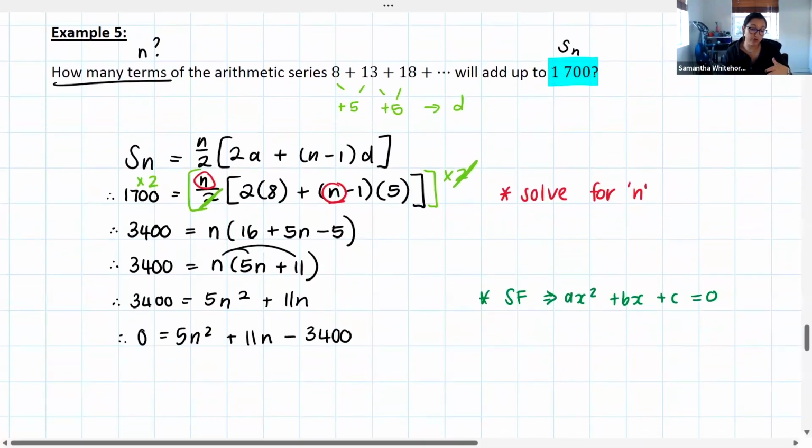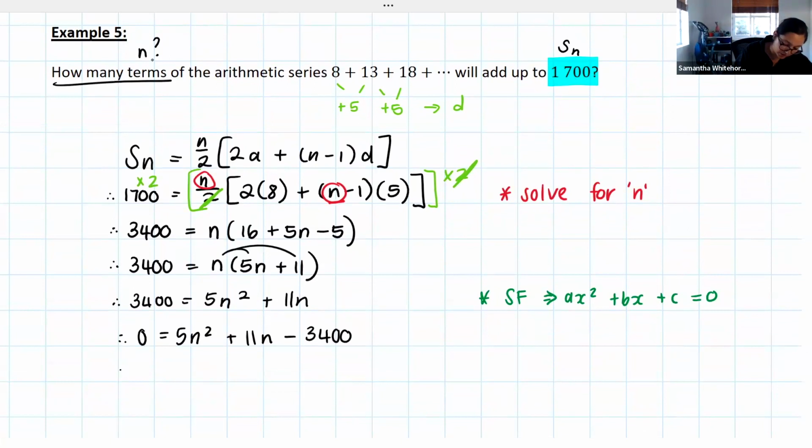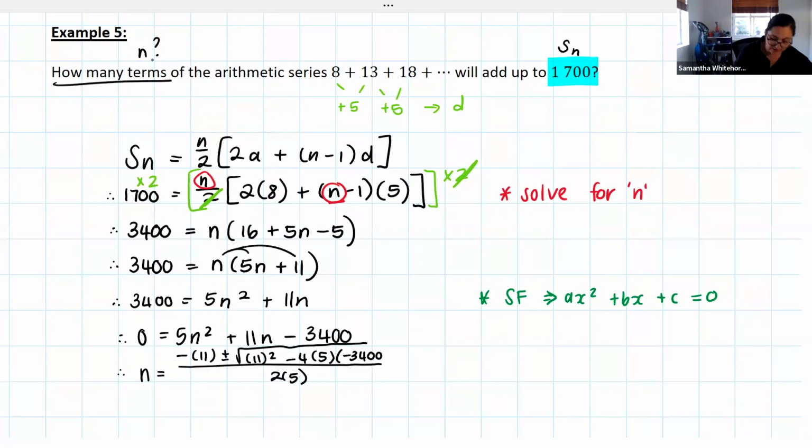Now, I've said this to you before, if you can factorize that without the use of the quadratic formula, well done you. 3,400 is a massive number with a lot of factors. I'm not even going to try. I'm just going to sub it straight into my quadratic formula. So n is equal to minus b, so minus 11, plus or minus the square root of 11 squared minus 4 times 5 times negative 3,400, all over 2 times 5. So that's the beauty of the quadratic formula. No matter what quadratic equation you get, you can solve it. You just substitute it. And like I say, please do show the substitution.